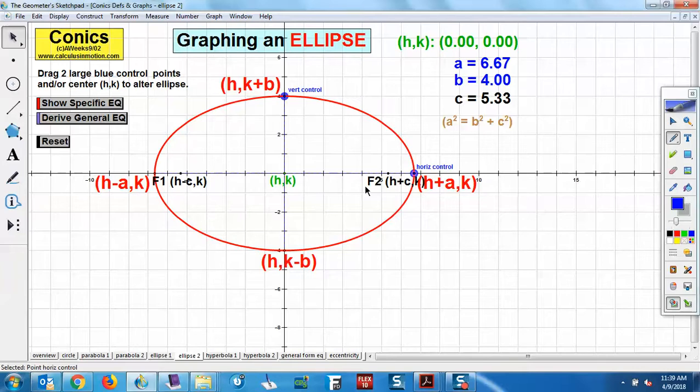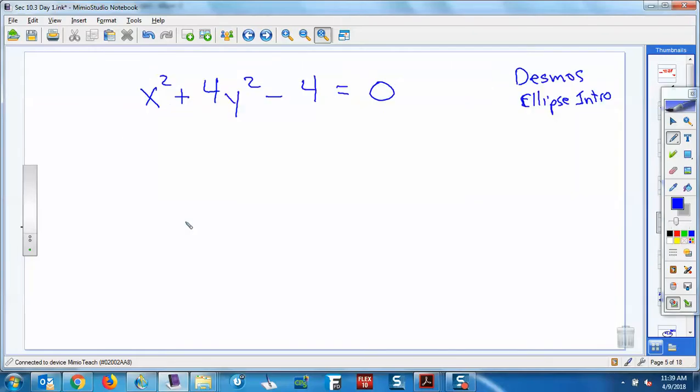A and C, the focus is always on the longer one, and remember we said A is always the longer one. Okay, and I think that says that on that gold sheet as well, that A is always larger than B in an ellipse. A is always larger than B. Okay? All right. So let's take a look at an equation.